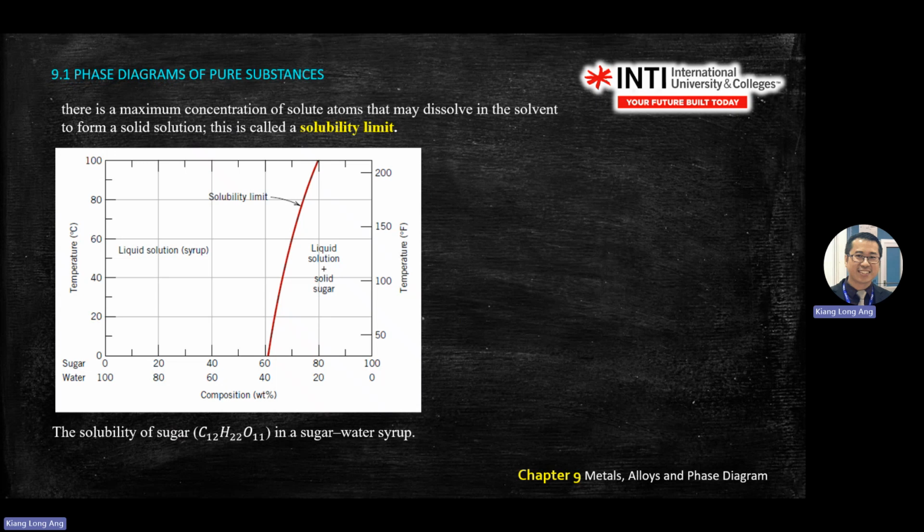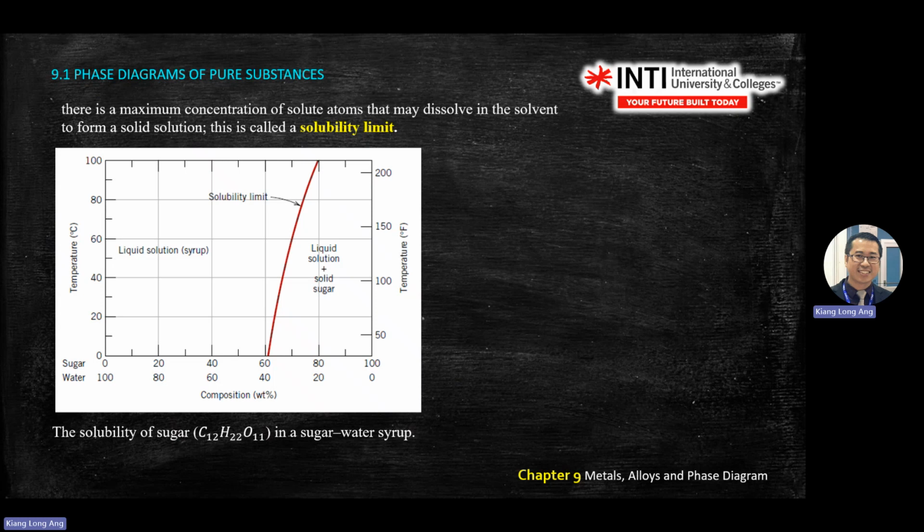Okay. The first one is called solubility. Solubility, you know that when you mix salt into water, it will dissolve. Now this graph is on syrup and water, meaning you put in the sugar, right? So there is a maximum solubility at a certain percentage. So on the graph, how do you read this graph?